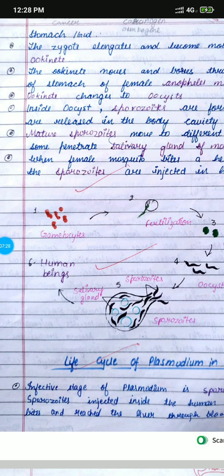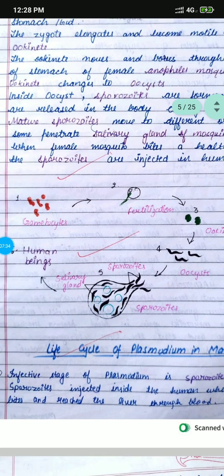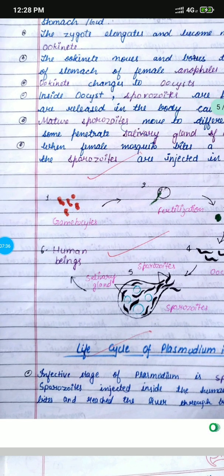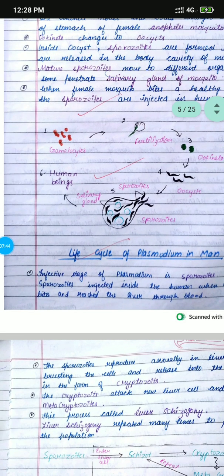So gametocytes, then fertilization, then ookinete becomes oocysts, producing sporozoites, and the sporozoites go to the salivary gland and transfer to the human. This is the overall sexual reproduction. Now, the life cycle of the parasite inside the human.